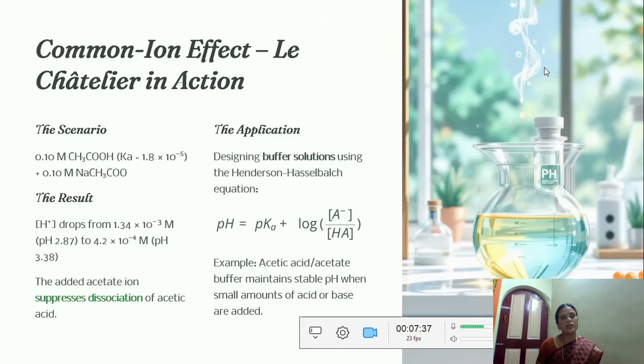This common ion effect is used to design buffer solutions using the Henderson-Hasselbalch equation, that is pH is equal to pKa plus log of the concentration of the anion by the concentration of the acid. By knowing the pH, we can prepare the buffer solution.